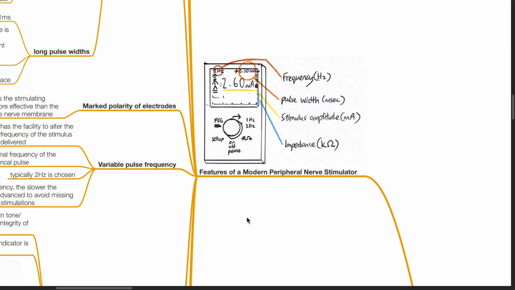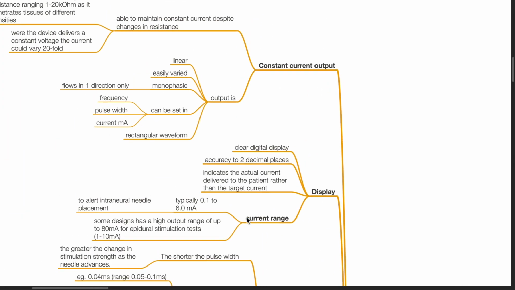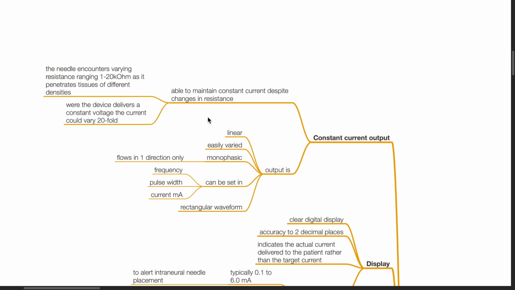Features of a modern peripheral nerve stimulator. Constant current output. A modern PNS is able to maintain constant current despite changes in resistance. The needle encounters varying resistance ranging from 1 to 20 kiloohms as it penetrates tissues of different density. When the device delivers a constant voltage, the current could vary 20-fold.